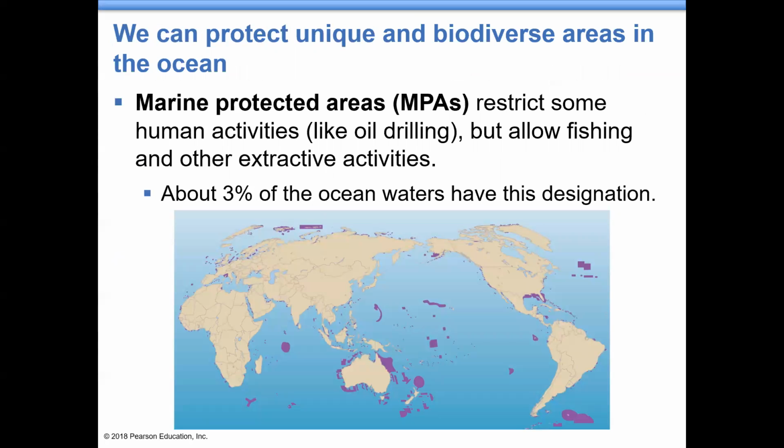And we can protect these areas in a few different ways. One of the ways we can is to designate areas as marine protected areas, or MPAs. And marine protected areas do restrict some human activities, so you can't do things like drill for oil or do any sort of mining in these marine protected areas, but they do allow fishing and some other activities to continue. So about 3% of ocean waters have this designation. Anything in purple here is designated as a marine protected area. So activities are regulated in these areas, but not prohibited.